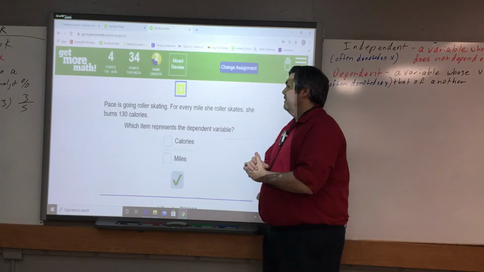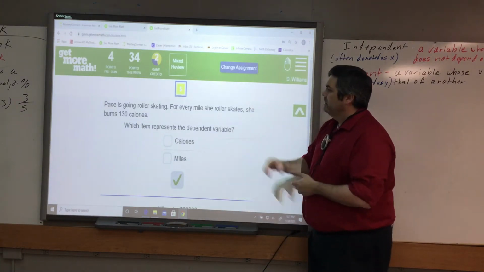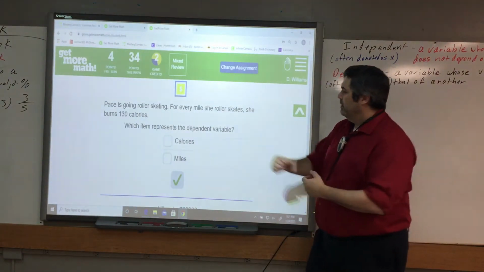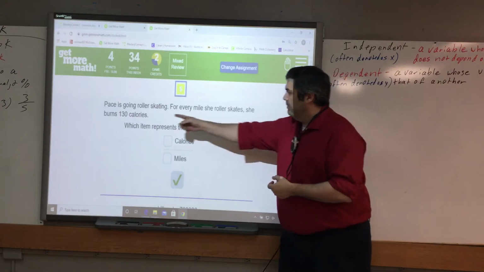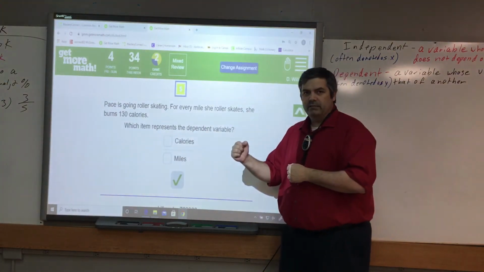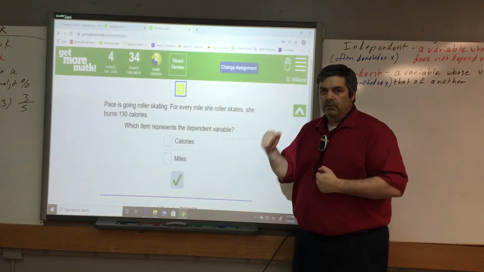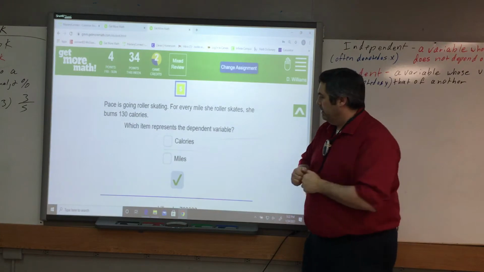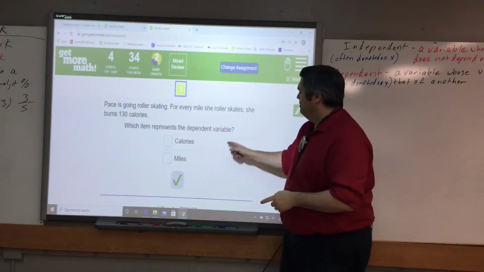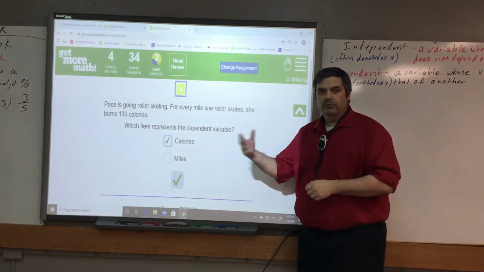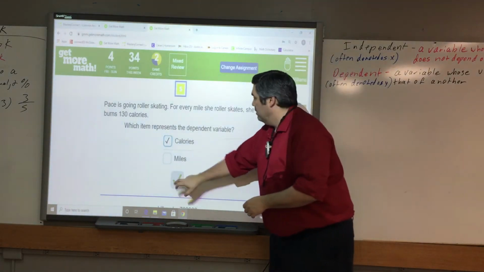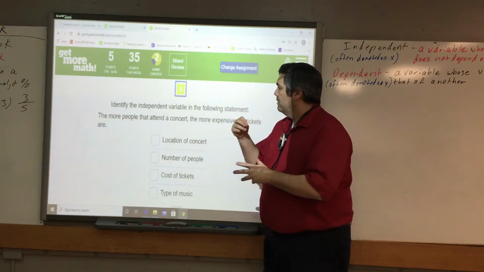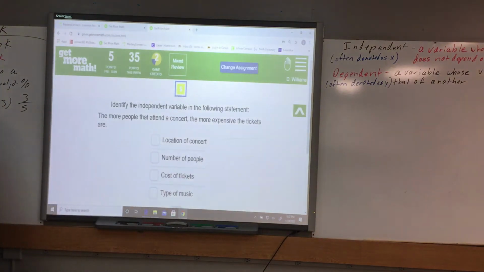Pace is going roller skating. For every mile she roller skates, she burns 130 calories. This changes that. So as she roller skates, she burns calories. The number of miles, the independent, changes the calories burned, the dependent. Which item represents the dependent variable? Calories. The more miles you go, the more calories you burn. So that's really all that is. Now let's start looking at tables. I'm going to switch this real quick and get into tables.